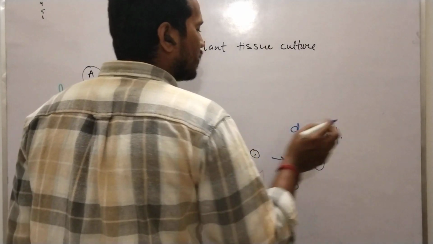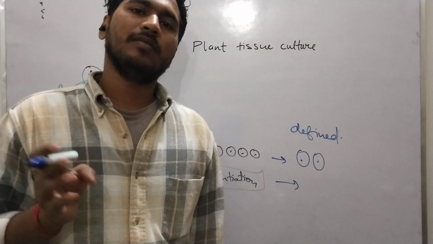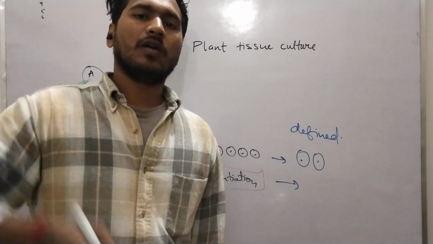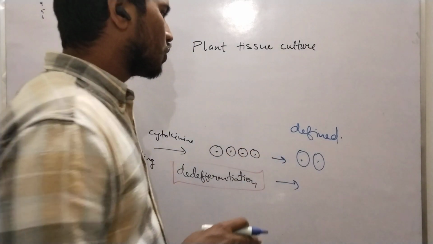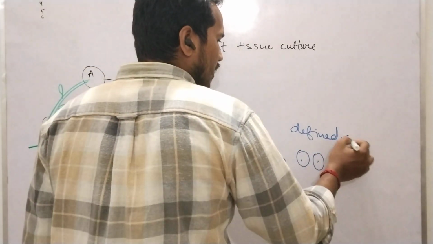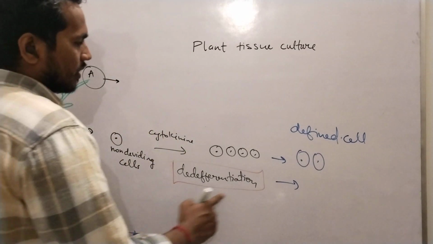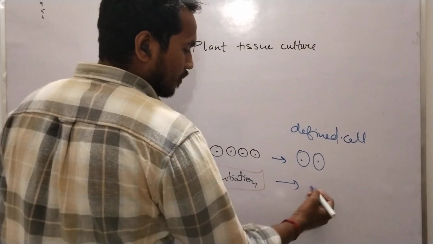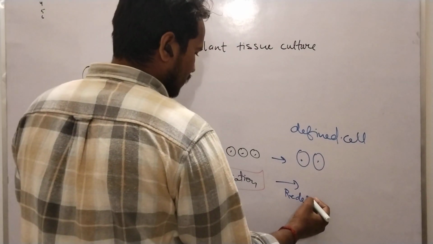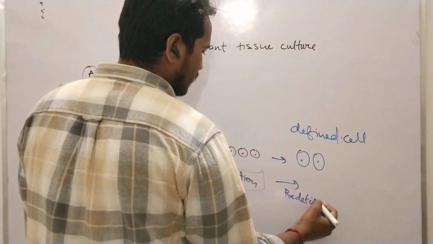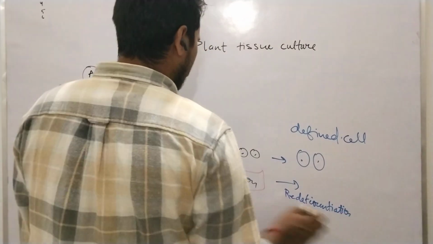Defined cell means it attains its own function. Like from stem it can form xylem, phloem, cortex, hypodermis, pith, any part of these tissues. So this is a defined cell. They attain their function. So that reversing from de-differentiation is called re-differentiation. The process is called re-differentiation.